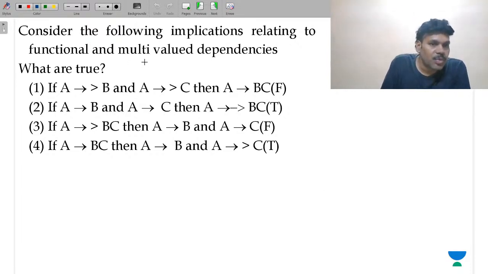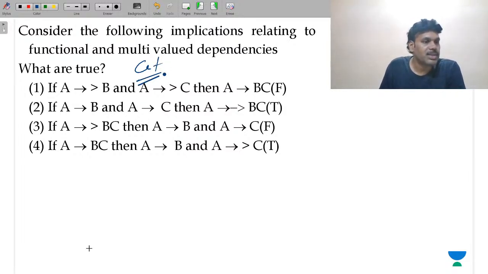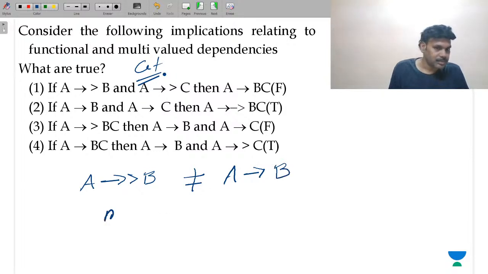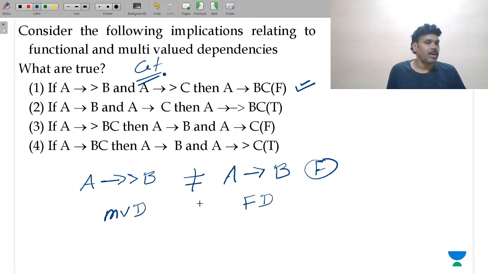So this is one of our GATE questions on multi-valued dependency. So how come it is? I already told you A implies B is not equal to A implies B. This is MVD, this is FD, this is false. That's why it's false. What about next?